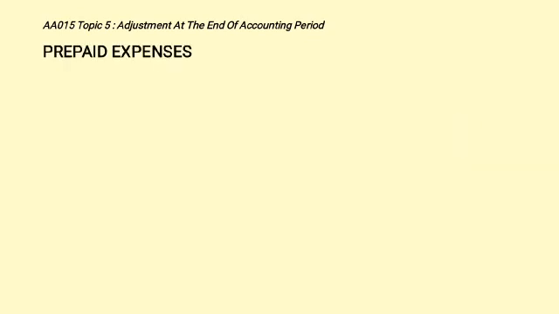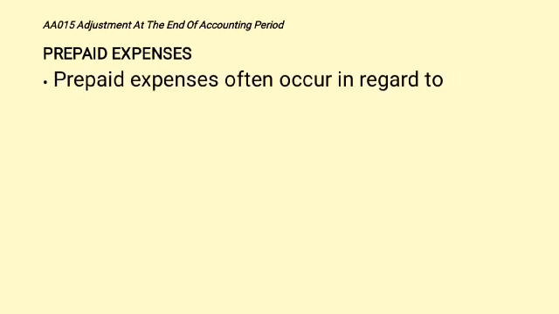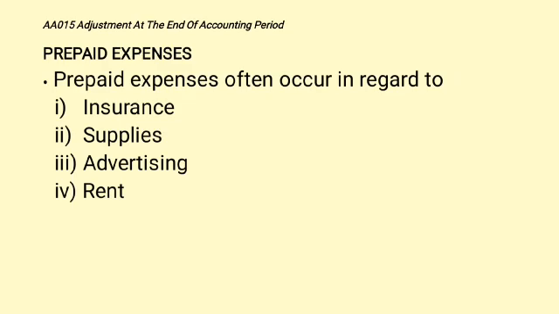Today I will continue our lesson for another type of adjustment, that is prepaid expenses. What is prepaid expenses? Prepaid expenses is a type of adjustment in which the company records the cash payment as an asset to show the service or benefit that the company will receive in the future. Prepaid expenses often occur in regards to insurance, supplies, advertising, and rents.